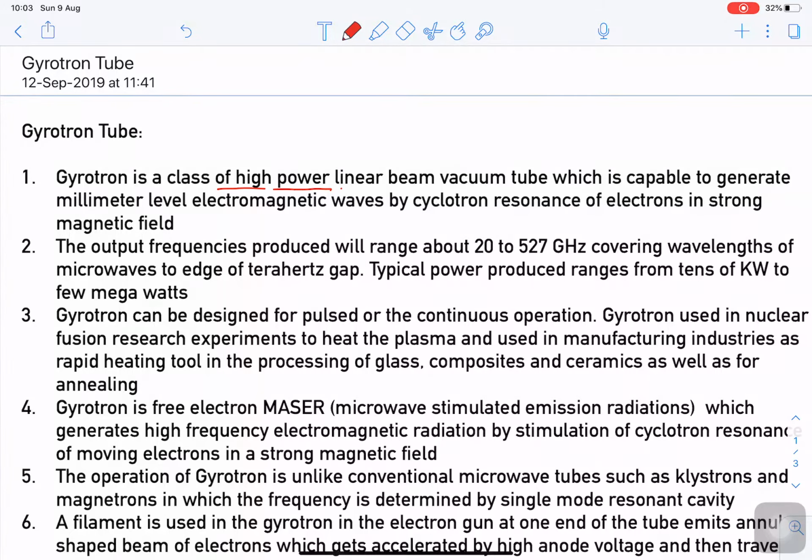That means this particular tube is used at a high power level. It is a vacuum tube which is capable of generating millimeter level electromagnetic waves. Please remember, this is a very important statement, right? There is a vast difference between the terms millimeter wave and microwave. Millimeter waves are the RF signals which are beyond the microwave signal, right?